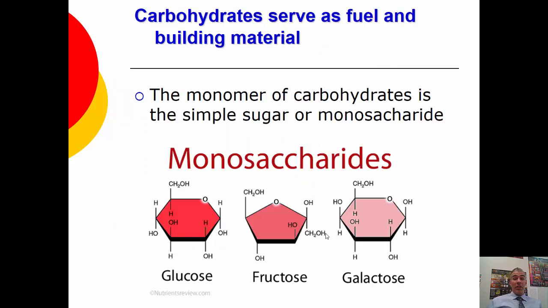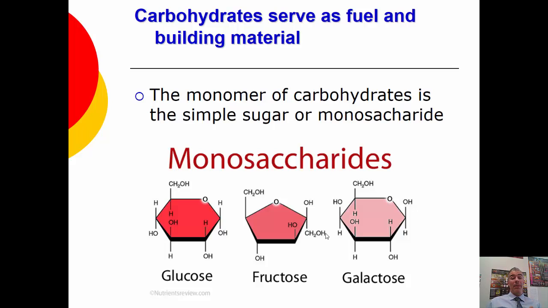So carbohydrates, as I mentioned before, serve as fuel. Glucose is a molecule that is used in cellular respiration to generate ATP, right? But a lot of sugars can be used as fuel in our bodies as well. The monomer of a carbohydrate is a simple sugar. It is one individual sugar molecule.